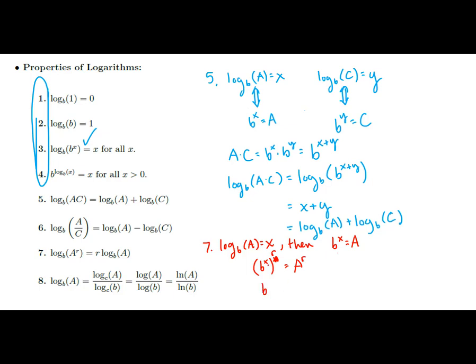But then by our rules of exponents, we know that b to the x raised to the r is the same as b to the r times x, and that is also equal to a to the r. And so what this tells us is that if we take the log base b of a to the r, then that's going to be equal to the log base b of b to the rx, which again, by property number 3 up here, means that we just end up with r times x. But let's remember what x was in the first place. It was the log base b of a.